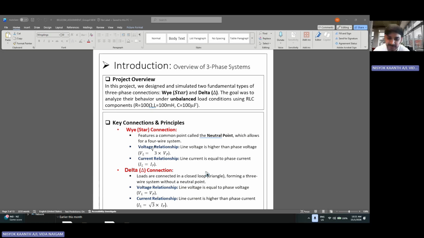In delta connection, the loads are connected in a closed loop without a neutral point, forming a three-wire system. Here, the phase voltage is equal to the line voltage, and the line current is higher than the phase current by I line equals square root of 3 I phase. Due to the higher current capability, delta connections are commonly used in high power applications.